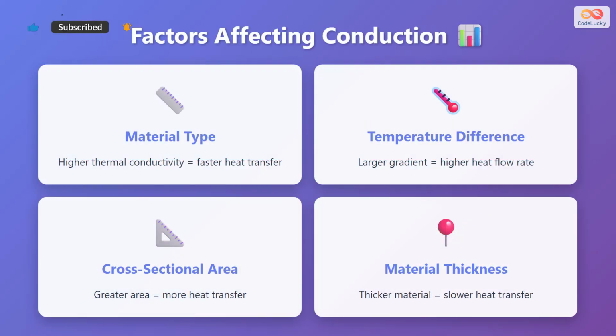Four main factors affect the rate of heat conduction. First is the material type. Different materials have different thermal conductivities. Higher thermal conductivity means faster heat transfer. Second is the temperature difference. A larger temperature gradient between the hot and cold ends results in a higher heat flow rate. Third is the cross-sectional area. A greater area allows more heat to transfer simultaneously, increasing the overall rate. Fourth is the material thickness. Thicker materials provide more resistance to heat flow, slowing down the transfer process. Understanding these factors helps engineers design better insulation systems and more efficient heat exchangers.